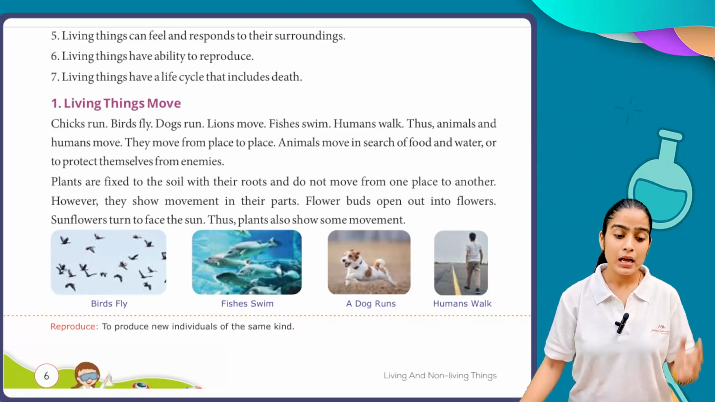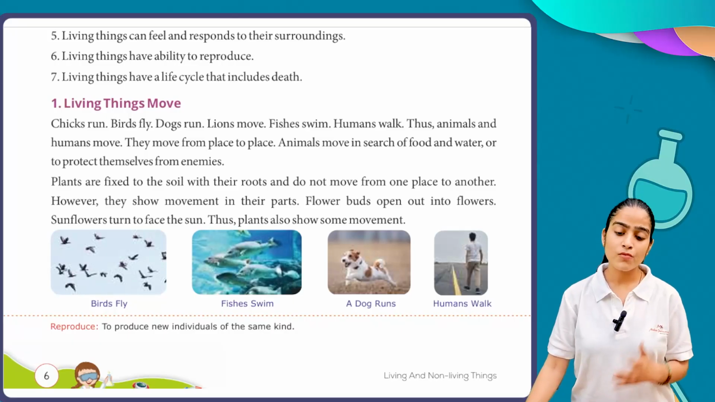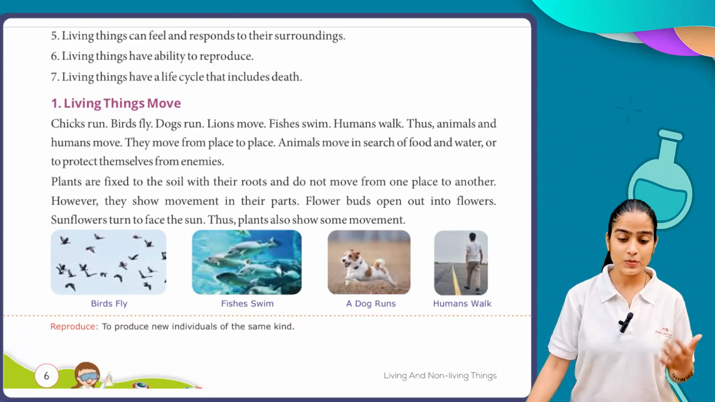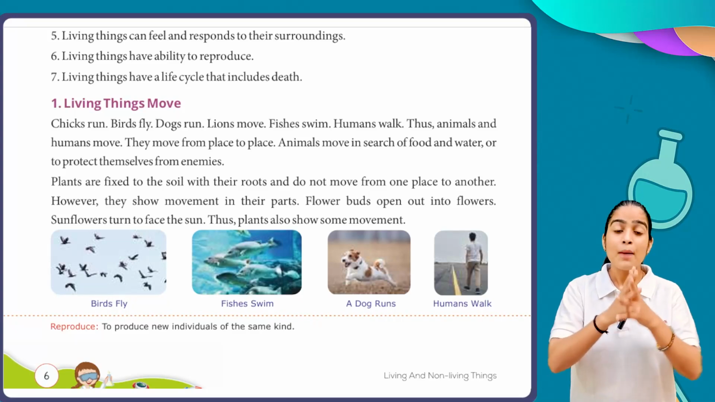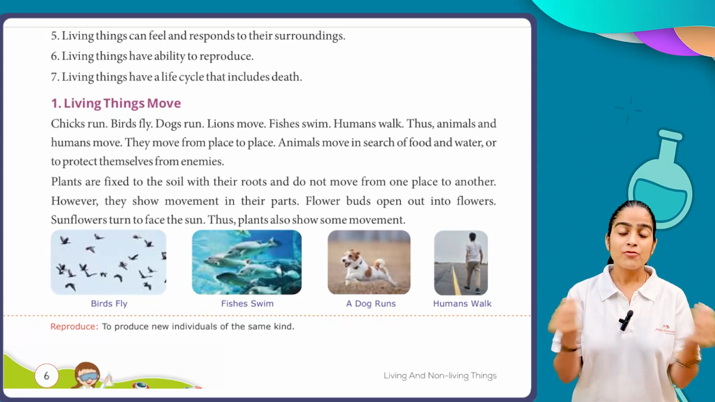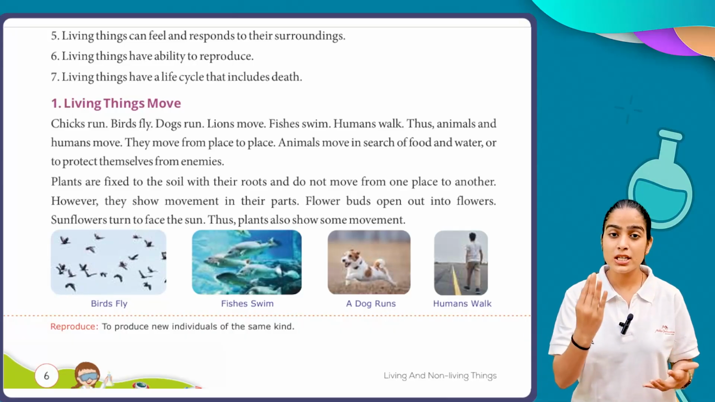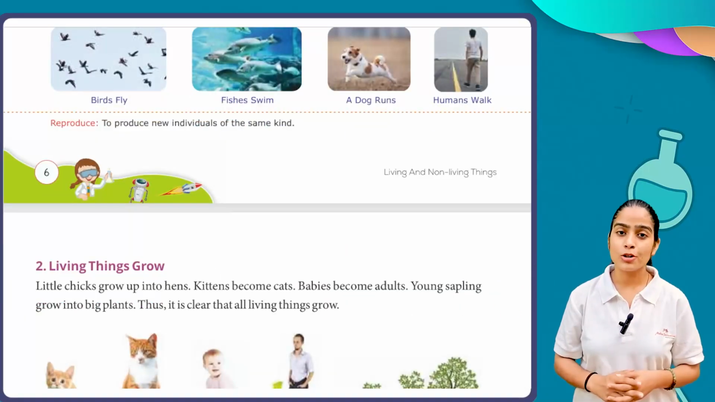For example, plants are fixed to the soil, as we know, with their roots and do not move from one place to another. However, they show movements in their parts, right? So flower buds open out into flowers, sunflowers turn to face the sun, thus plants show some movement. Okay, so they cannot move like us from one place to another place, but they can move by a flower rising from the bud, or we can also say by changing direction towards the sunlight. So in that way plants also move.